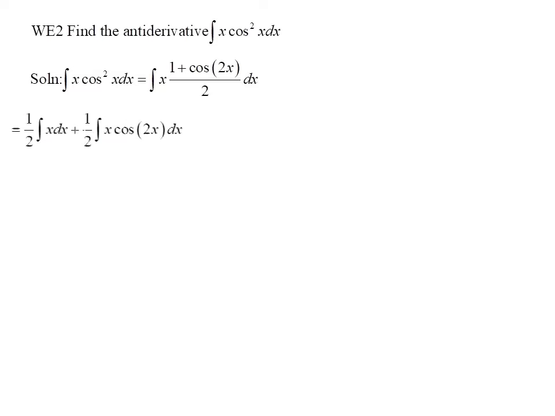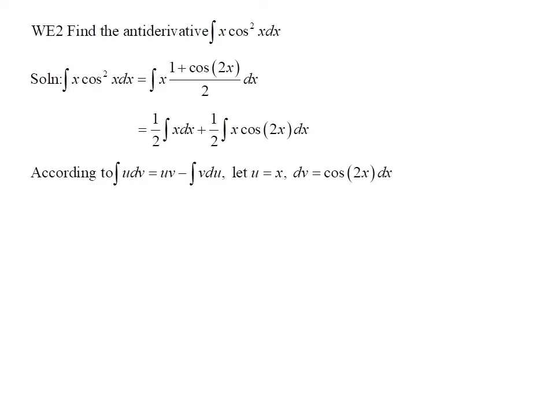Example 2 is to find the general solution of the integral of x times cos squared of x dx. Since the antiderivative can be written as the integral of x times 1 plus cos 2x all over 2 dx, which equals 1 over 2 times the integral of x dx plus 1 over 2 times the integral of x cos 2x dx. At this point, we apply the technique of integration by parts here to find the term of 1 over 2 times the integral of x cos 2x dx.